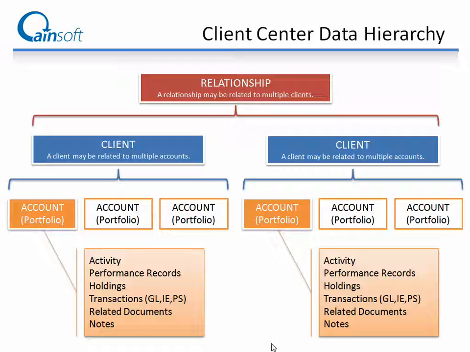Now, a relationship is sort of an umbrella linkage on top of the clients, so you can create a relationship that encompasses multiple clients. If you were to report on a relationship, you'd be generating a report of 6 portfolios. If you're running a client level report, you would be running a report on 3 portfolios. If you just had an individual portfolio selected, you would just be running the report on that selected portfolio.